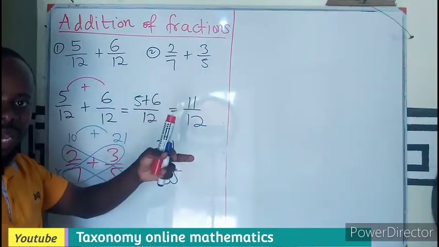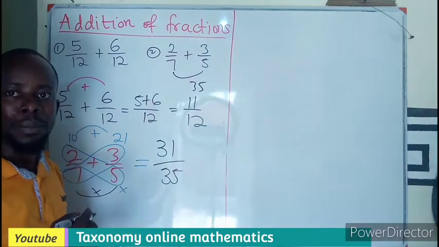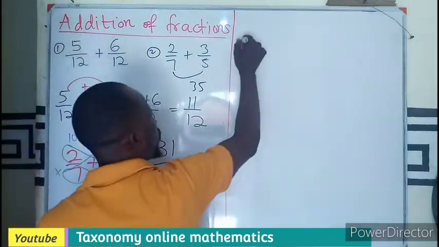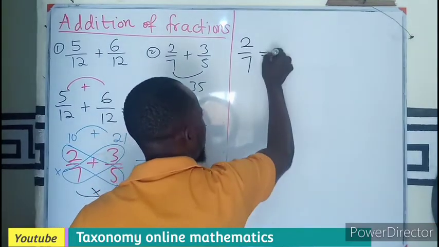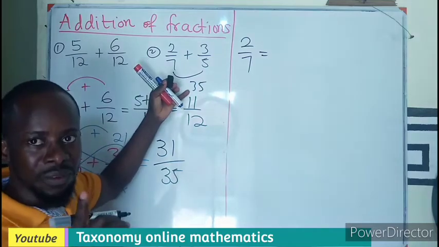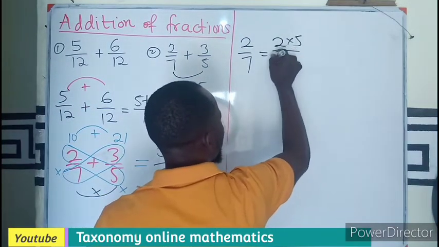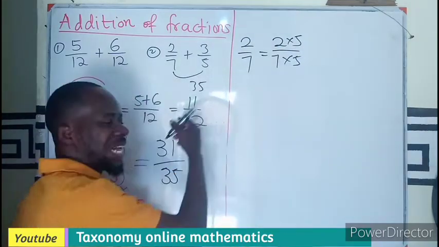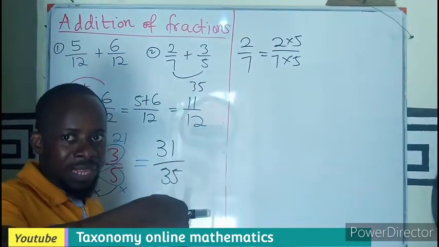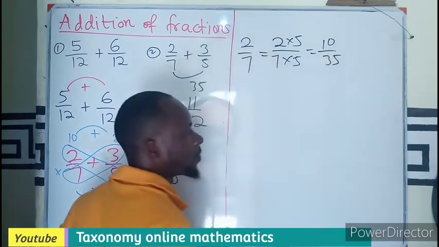Or we employ the principle here by making each of the fractions have the same denominator. So we look for the LCM. For this, it will be 35 as the LCM. So I'll take 2 on 7. If 7 divides this, it will be 5. So I'll take 2 times 5. 7 times what? 5. That will give me 35 as my denominator. So that will be 10 over 35.